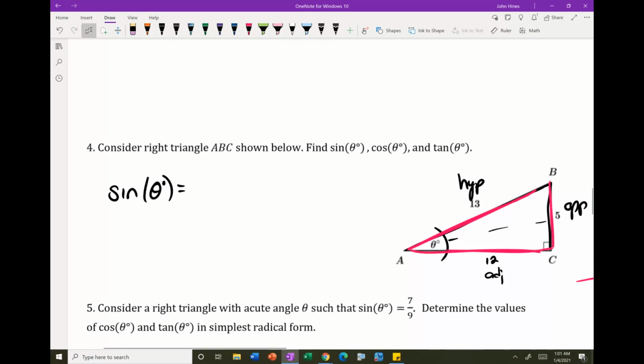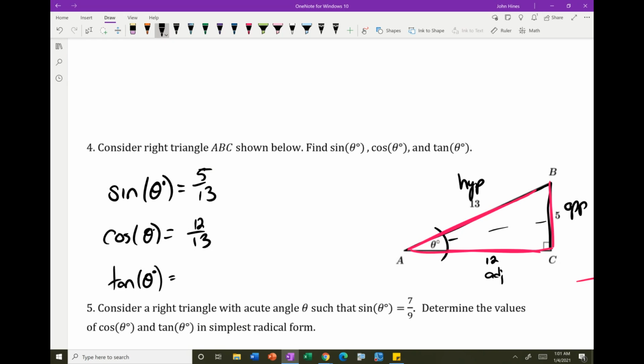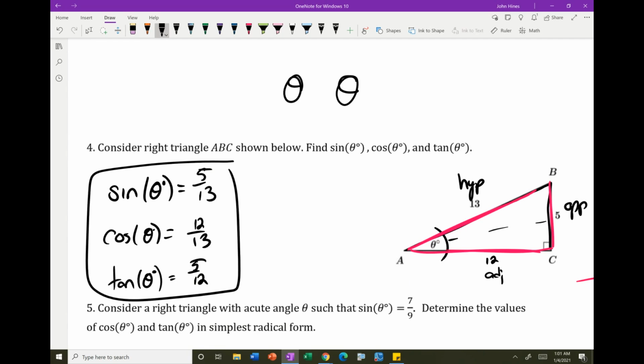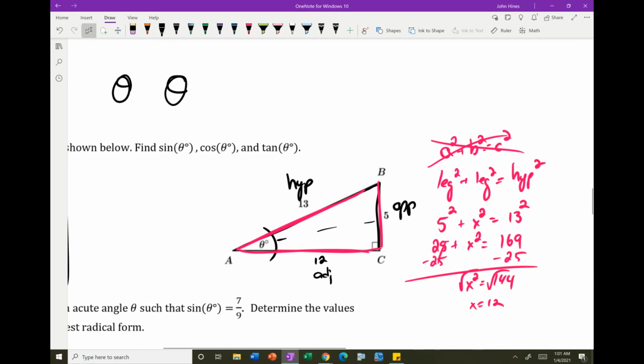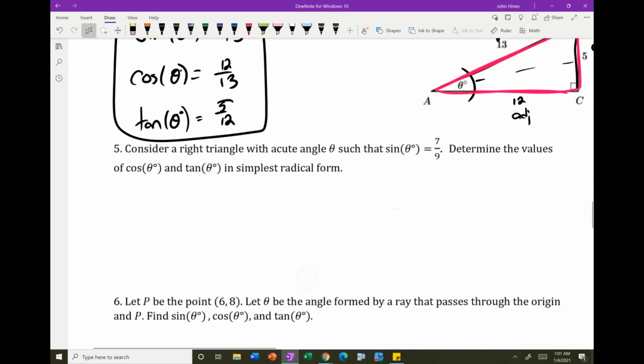And now we just find the ratios. The sine is opposite over hypotenuse. Cosine is adjacent over hypotenuse. And the tangent of theta. Get good at drawing theta. I draw a circle and then just keep on going through. The tangent of theta is opposite over adjacent. There we go. We did it. Nice. So our friend Pythagoras is going to come up a whole bunch. Leg squared plus leg squared equals hypotenuse squared.